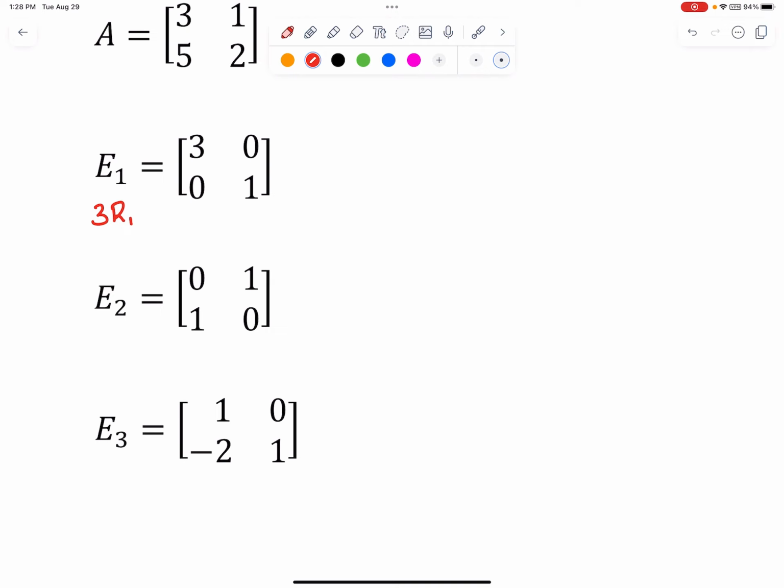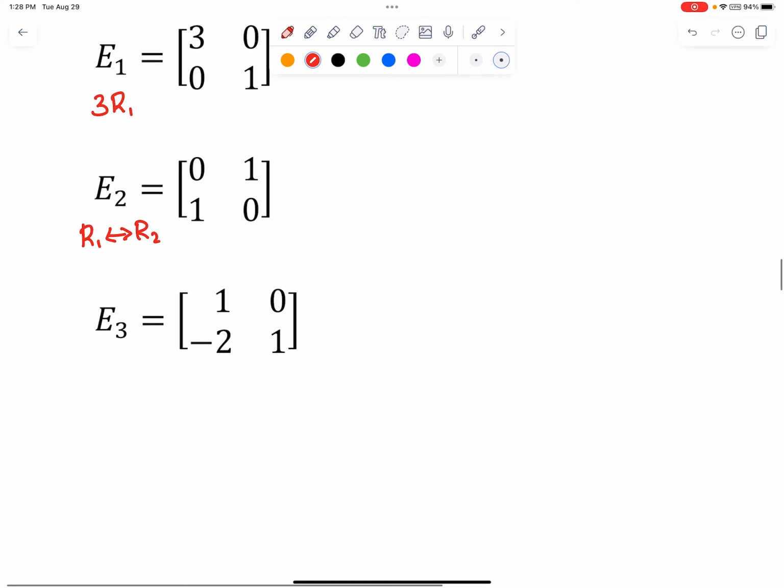E2. How did you get E2 from the identity matrix? We did it by interchanging row 1 and 2. And hopefully you can just recognize that by looking at the result. And then looking at E3, the identity matrix, what was done to the identity matrix, which row operation, to produce E3? You can just track where the non-zero entry is off the main diagonal and then use the pivot entry in that same column.